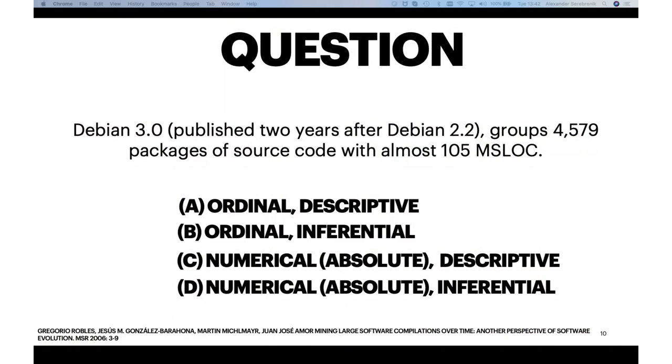Roughly half of the answers are submitted. Okay, so this statement refers to numbers, such as the number of packages of the source code and the number of lines of code. It's a numerical measure, and it does not try to make any inferences beyond the specific data, beyond the specific version of Debian. So the correct answer here is C. It's a numerical value and it is descriptive.